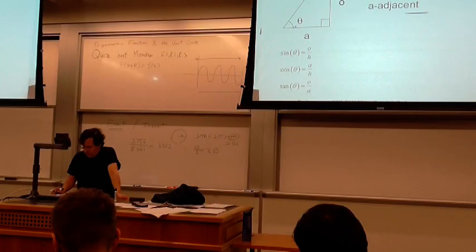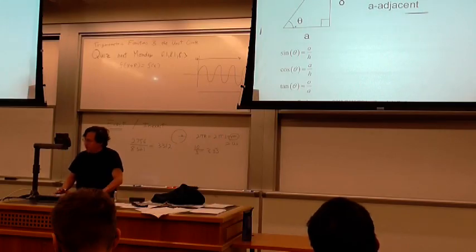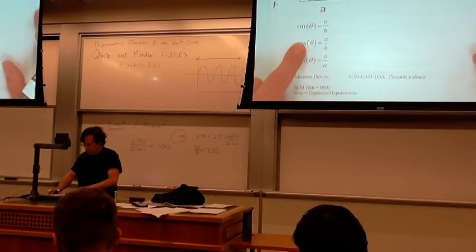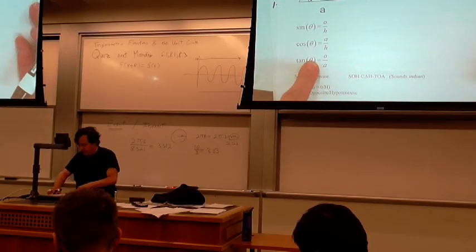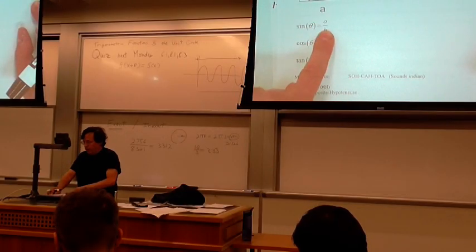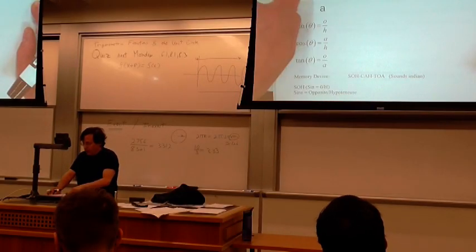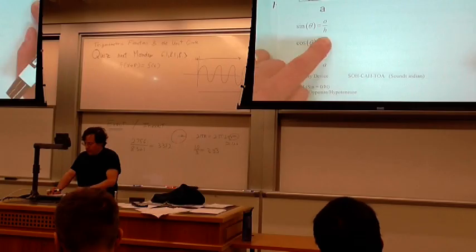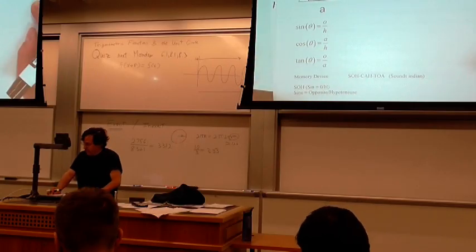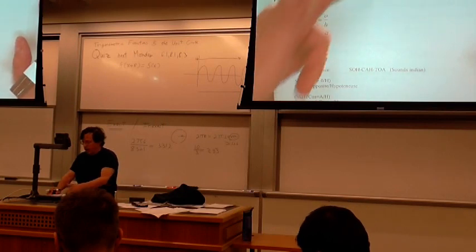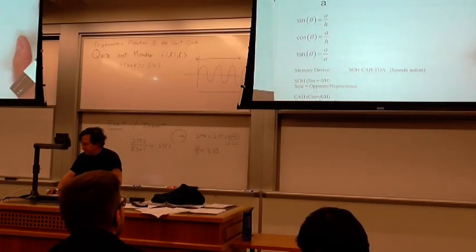And we then define functions, sine, cosine. I'm going to leave tangents in here for the moment. The sine is the opposite over the hypotenuse, O over H. The cosine is defined as the adjacent over H, and the tangent, which is the sine over the cosine, is the opposite over the adjacent.